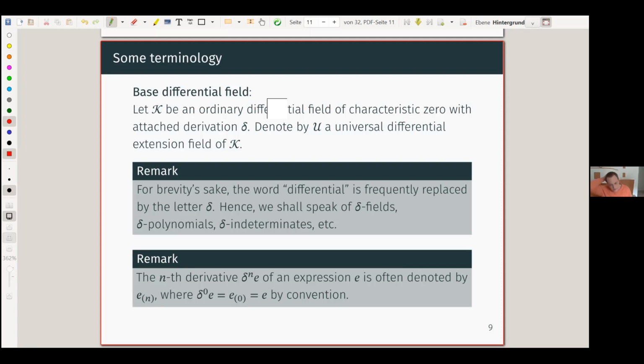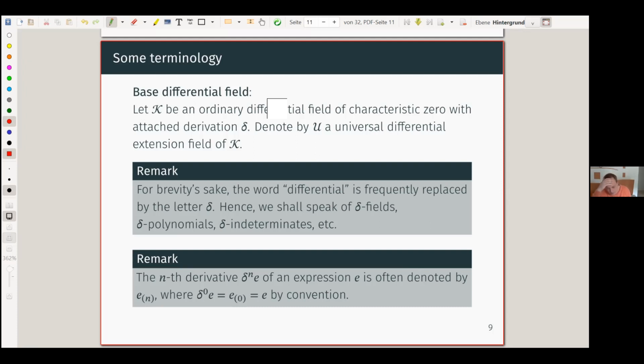So for the remainder of the slides, I let K be an ordinary differential field of characteristic 0, which has attached to it the derivation delta. And by U, I will consider a universal differential extension field of K. So this is a field that is basically large enough that it will contain all the solutions, the general solutions, which we could imagine or ever need here.